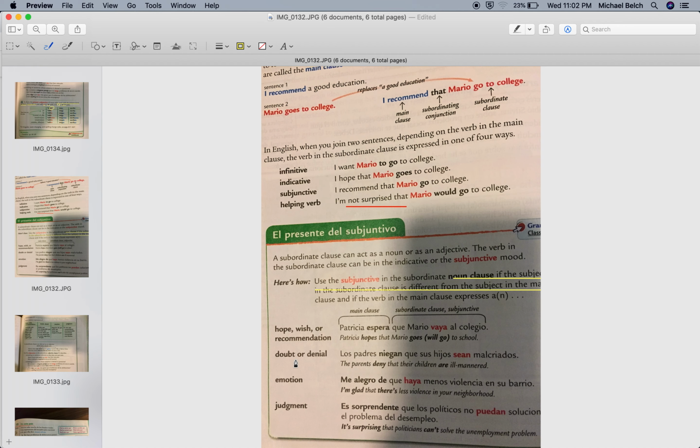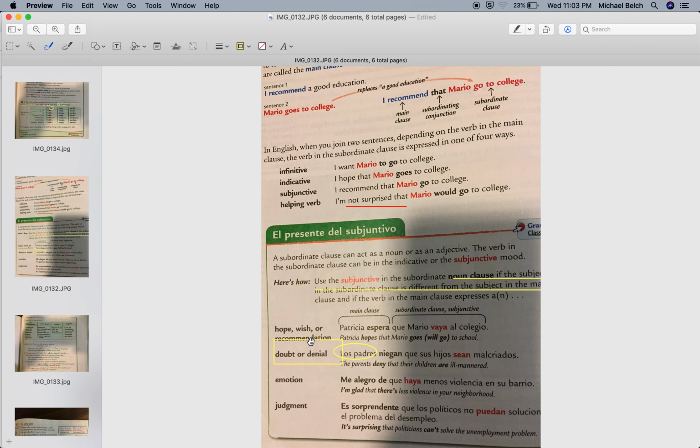The second scenario where we will use the subjunctive is where we have doubt or denial involved. So, los padres, here's our subject, los padres niegan que, deny, los padres niegan que sus hijos, cambio de sujeto, okay? Sujeto 1, los padres, sujeto 2, los hijos. Los padres niegan que sus hijos sean, subjunctive verb here, right? Sean, because los hijos, so ellos, ellas, ustedes. Malcriados, this means ill-mannered.